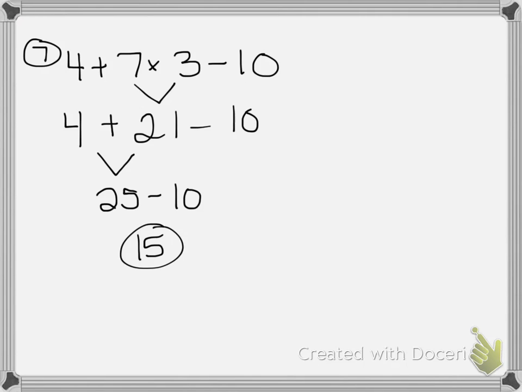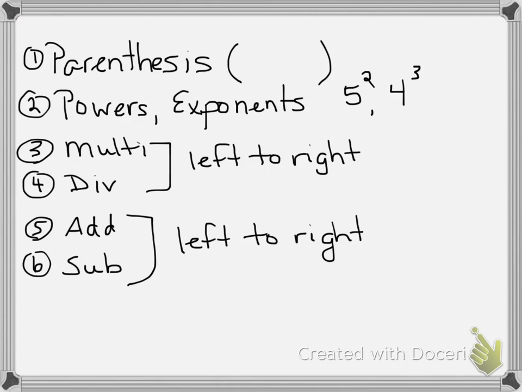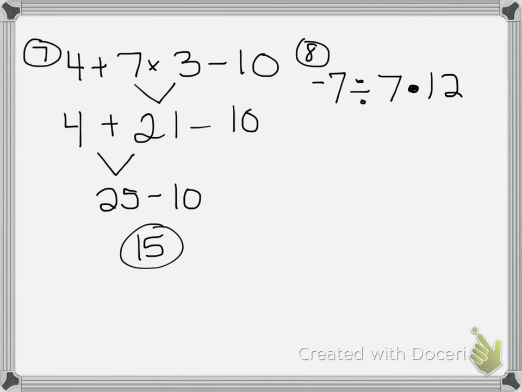I'm trying to look for one more example I could give you. Let's try one more from my screenshot. How about negative 7 divided by 7 times 12? That's a times symbol right there. The 2 operations are division and multiplication. Now, in the order of operations, it does say multiply comes before divide. But look, my divide and my times are next door neighbors.